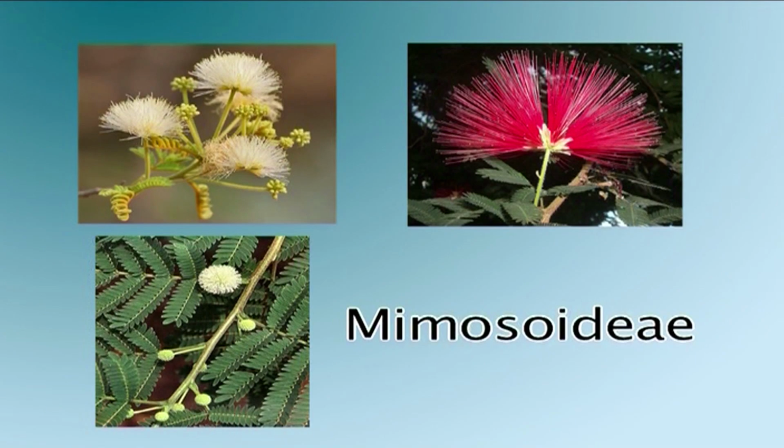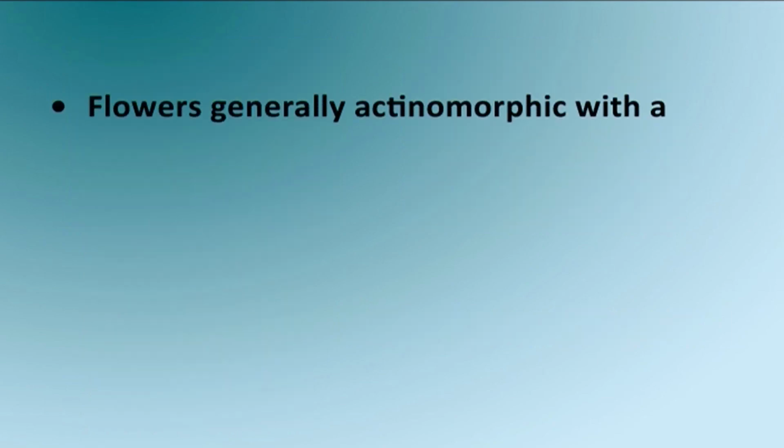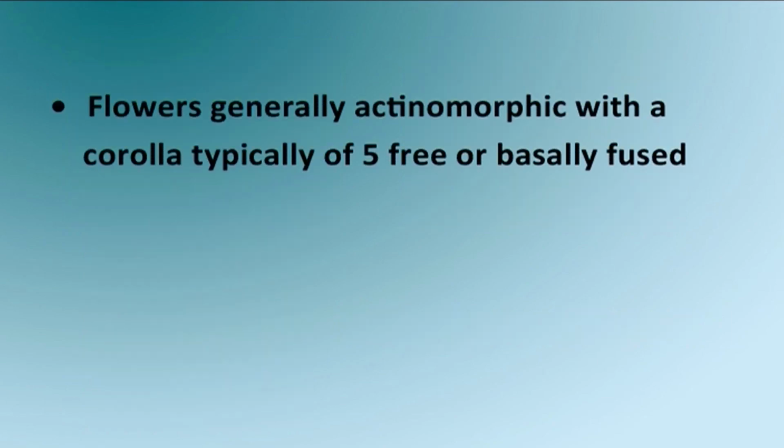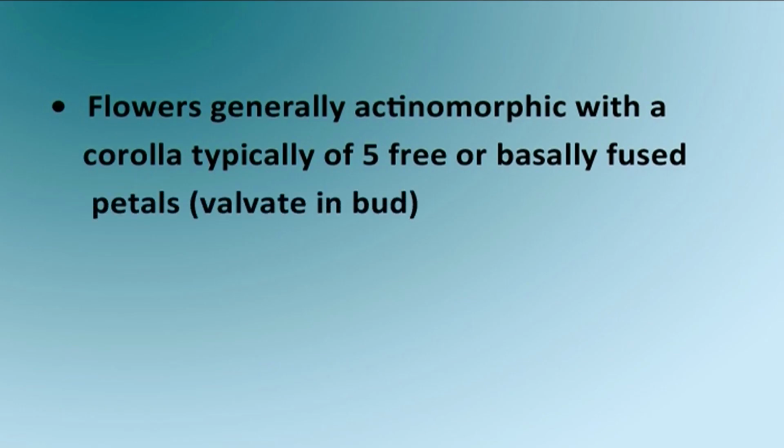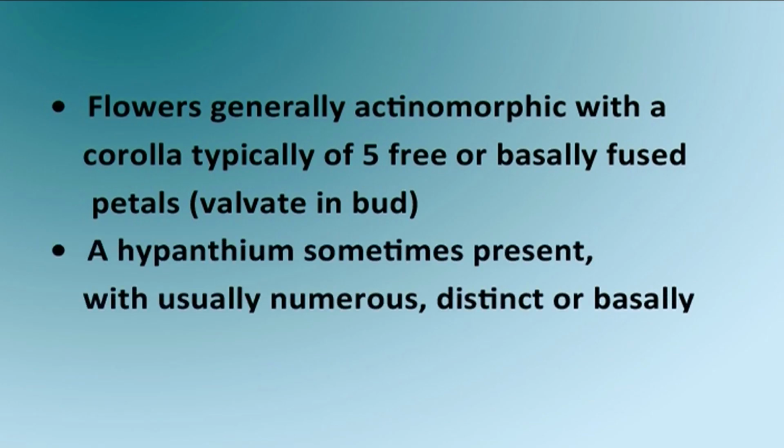The next subfamily is Mimosoideae. Flowers are generally actinomorphic with a corolla which is typically of 5 free or basally fused petals which are valvate in bud. A hypanthium is sometimes present, with usually numerous distinct or basally fused stamens.